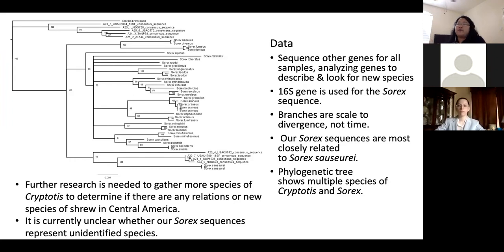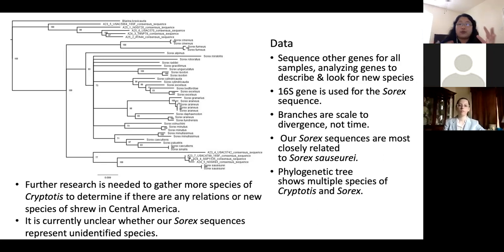Because Sorex sequences are very unique, they're most closely related to Sorex saussurei, and we can't really classify them as being this species specifically. Since the branches are scaled to divergence and not time, this tree shows multiple species of Cryptotis and Sorex. Divergence simply means that evolution occurs when two groups of the same species evolve separately to adapt to different environmental stresses or social pressures. The occurrence of these multiple species means that there is a lot of divergence among different species of shrew.